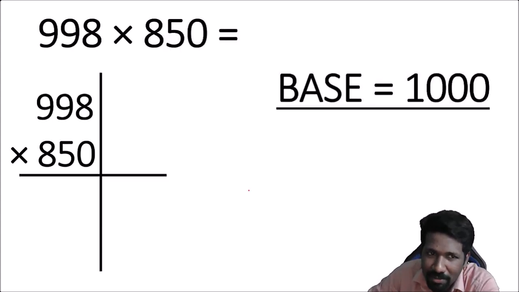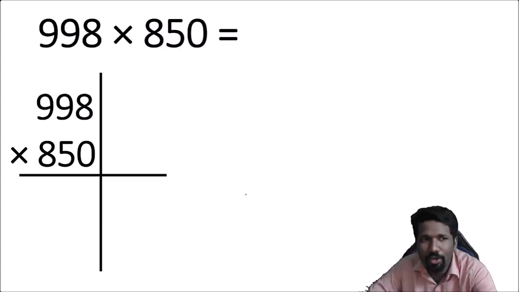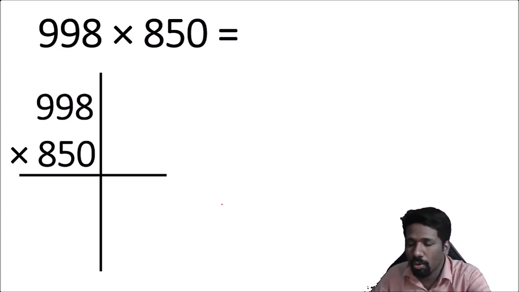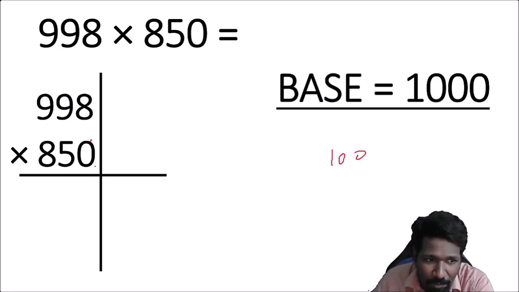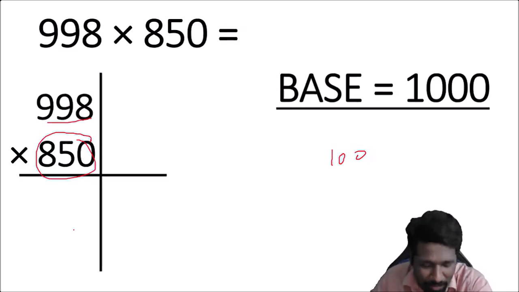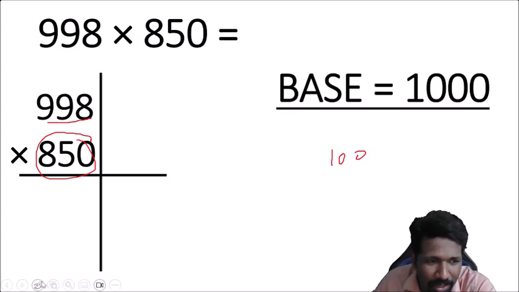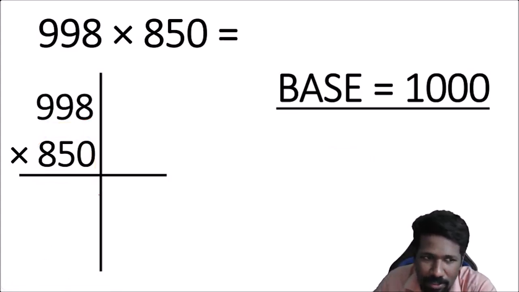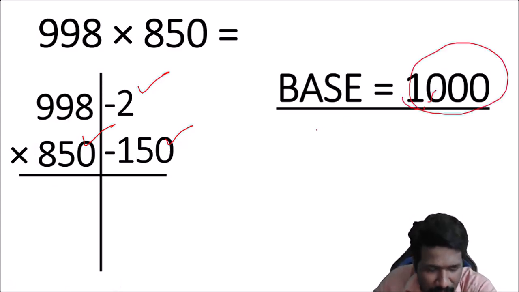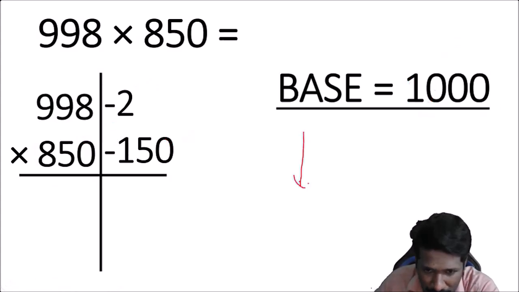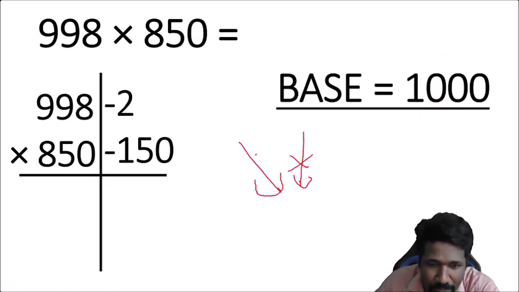Right? That means these are numbers you can do this method upon. How? The base is 1000 still. Don't think 100 is the base, because 998 minus 100 and 850 minus 100 are so big compared to 998 minus 1000 and 850 minus 1000. So 998 minus 1000 will be this difference, 850 minus 1000 will be this difference. So identifying the base and finding the differences, those two steps are done. Now just the image, vertical multiplication, crosswise addition.